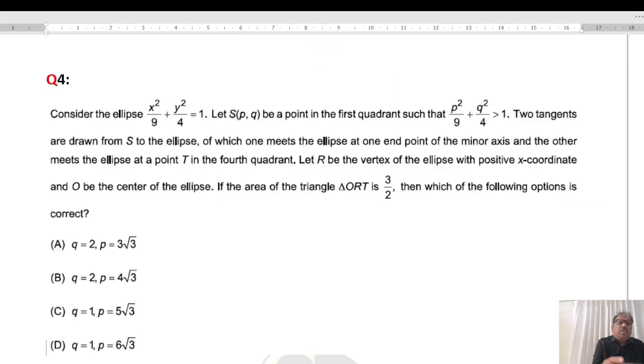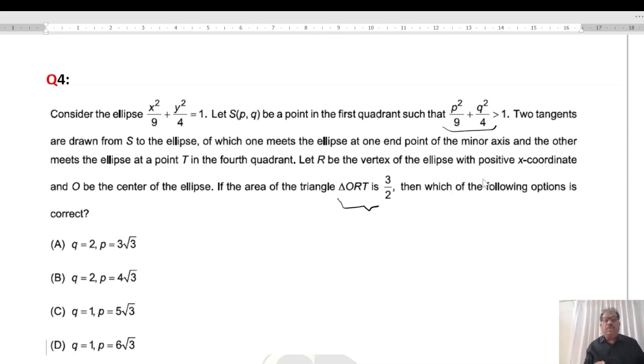The question is: consider the ellipse x square by 9 plus y square by 4 equal to 1. Let S(p, q) be a point in the first quadrant such that two tangents are drawn from S to the ellipse, one of which meets the ellipse at one end of the minor axis and the other meets the ellipse at the point T in the fourth quadrant. Let R be the vertex of the ellipse with positive x coordinate and O be the center of the ellipse. If the area of triangle ORT is 3 by 2, then which of the following is correct?